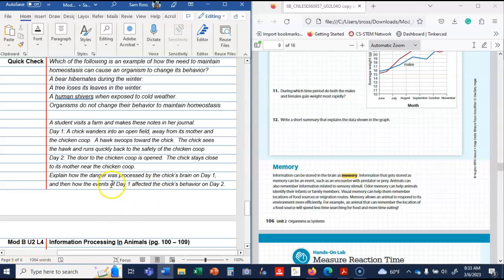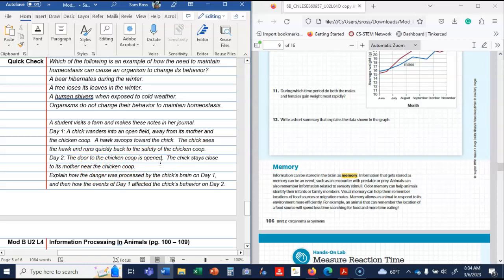Explain the danger, how the danger was processed by the chick's brain on day 1, and then how events of day 1 affected the chick's behavior on day 2. So on day 1, a chick wanders out into an open field away from its mother and the chicken coop. A hawk swoops towards the chick. The chick sees the hawk and runs quickly to the safety of the chicken coop. On day 2, the chicken coop door is open and the chick says, I'm not going anywhere.